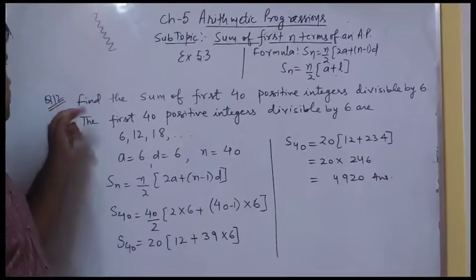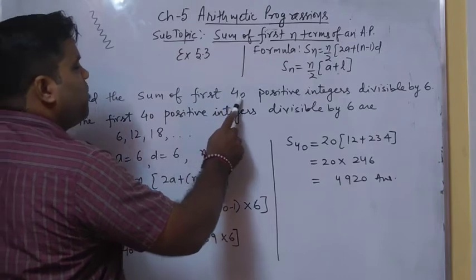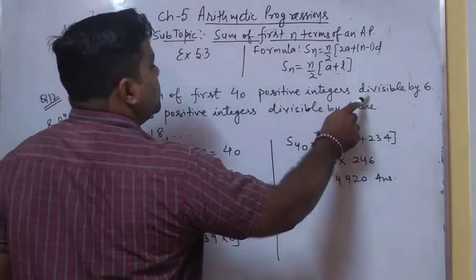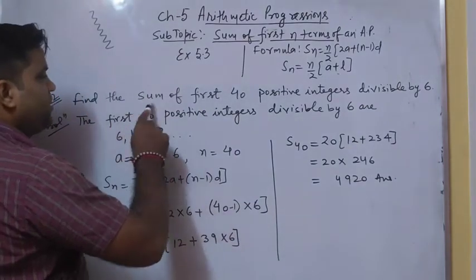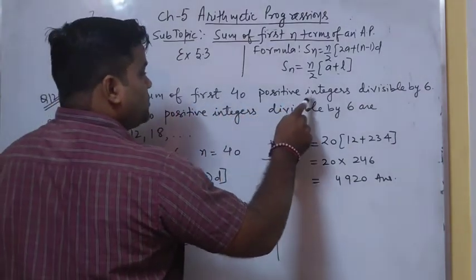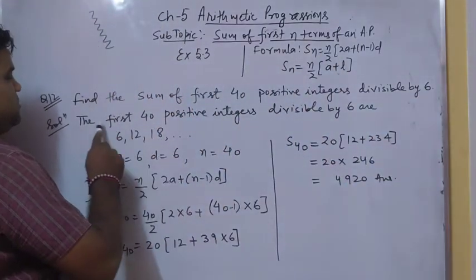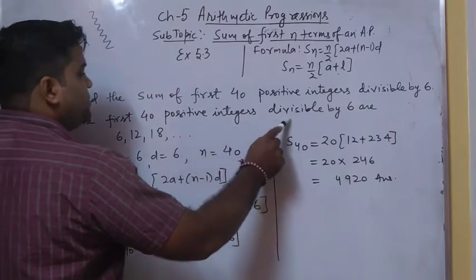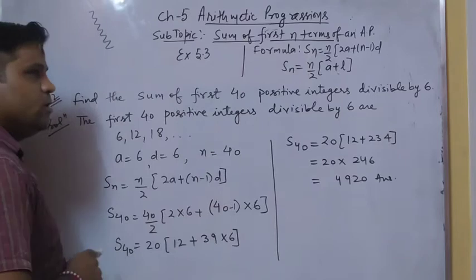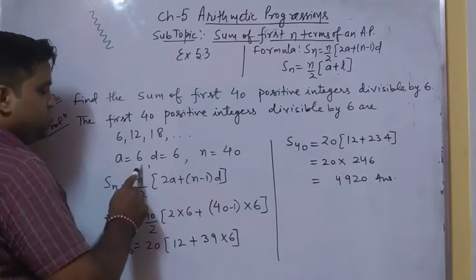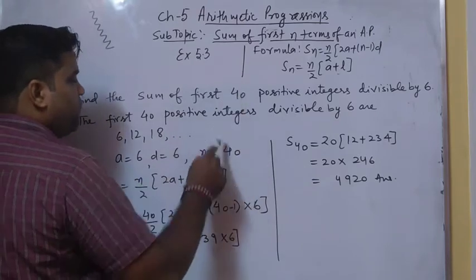Let us come to question number 12 of exercise 5.3. Find the sum of first 40 positive integers divisible by 6. Here in the question we have to find the sum of first 40 positive integers which are divisible by 6. So the first 40 positive integers divisible by 6 are 6, 12, 18 and so on. Here we get the first term equal to 6, the common difference between the terms is 6, and the number of terms is 40.